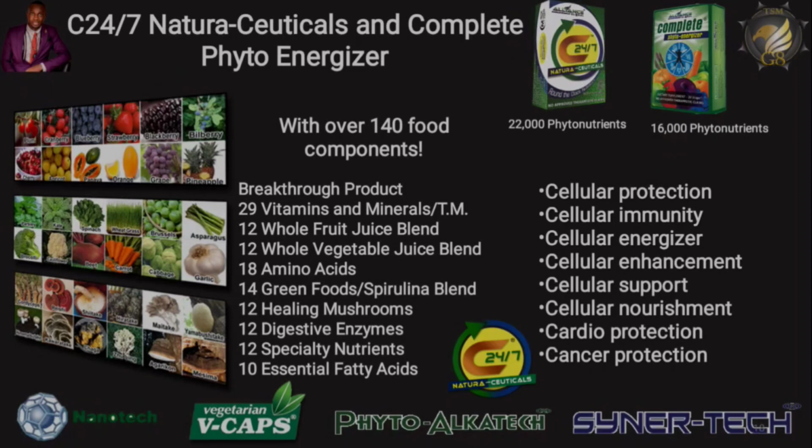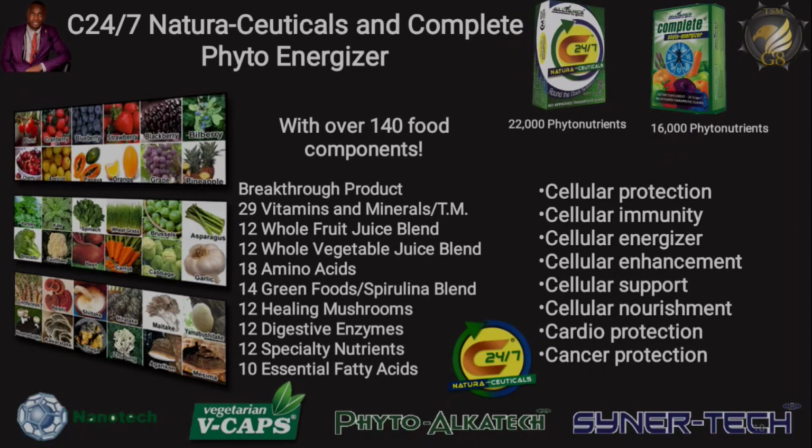So meet the C24/7 Naturaceuticals and the Complete Phyto Energizer with over 140 food components. When you are taking any of these supplements, you are taking over 140 food components. They have breakthrough products with 29 vitamins, 12 whole fruit juice blends, 12 vegetables, and 12 whole vegetable juice blends, 18 amino acids, 14 green foods or spirulina blend. We have 12 healing mushrooms, 12 digestive enzymes, 12 specialty nutrients, 10 essential fatty acids, and all these combined give you what you call cellular protection, cellular immunity, cellular energizer, cellular enhancement, cellular support, cellular nourishment. They give you cardio protection, and they give you cancer protection.